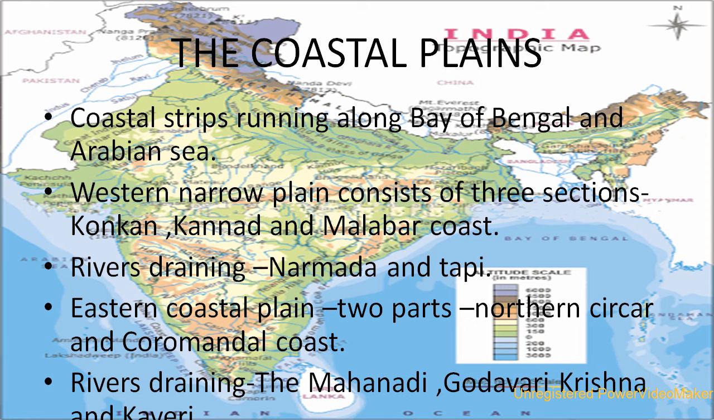Large rivers such as the Mahanadi, the Godavari, the Krishna and the Kaveri form extensive deltas on the eastern coast. Lake Chilika is also located on the eastern coast. It is the largest saltwater lake of India.